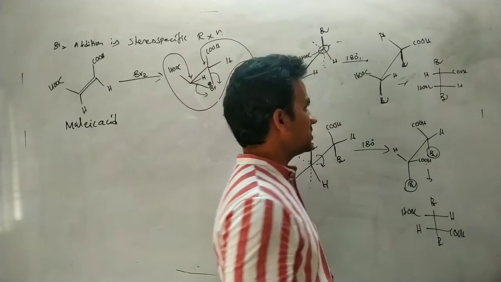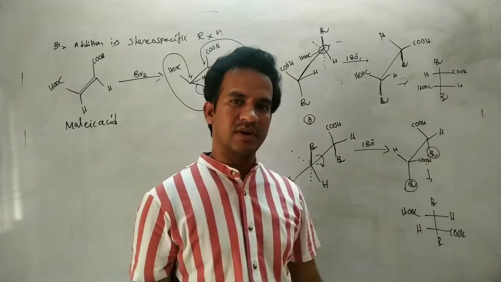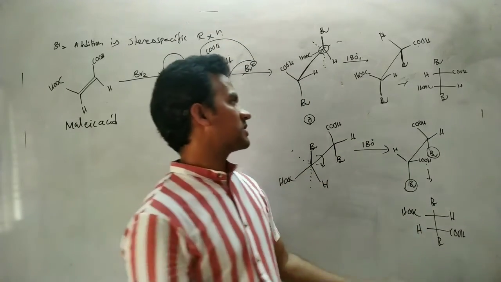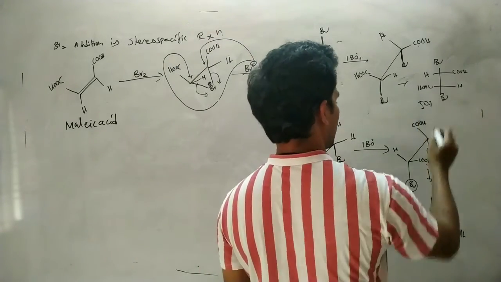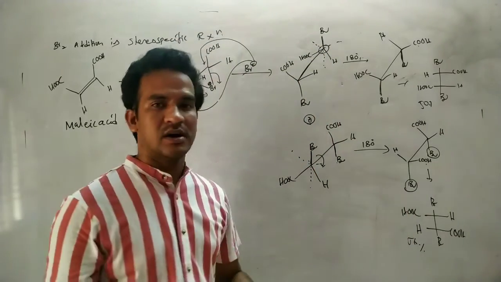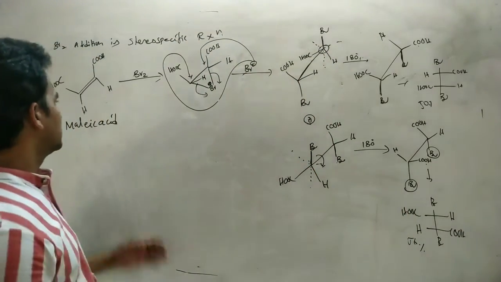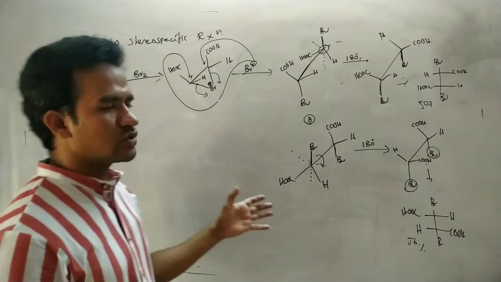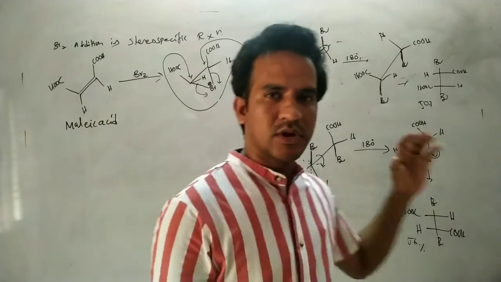That means here this one and this one are mirror images of each other. So we have 50% of this isomer and 50% of this isomer. So in this reaction, we will get the racemic mixture. That means the cis alkene on reaction with the bromine solution will give the racemic mixture.